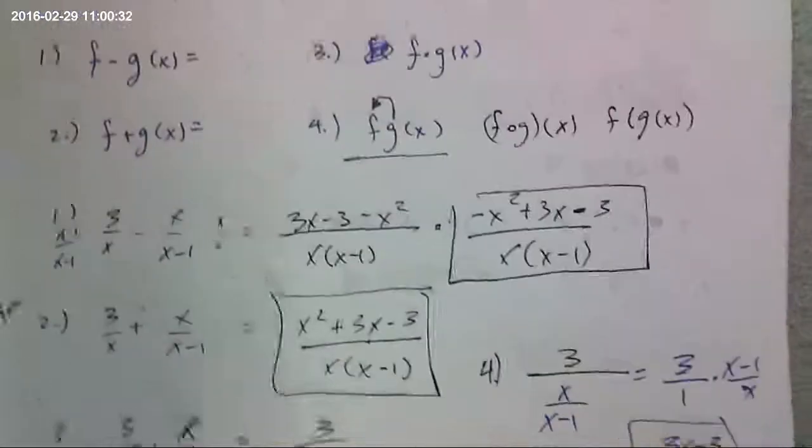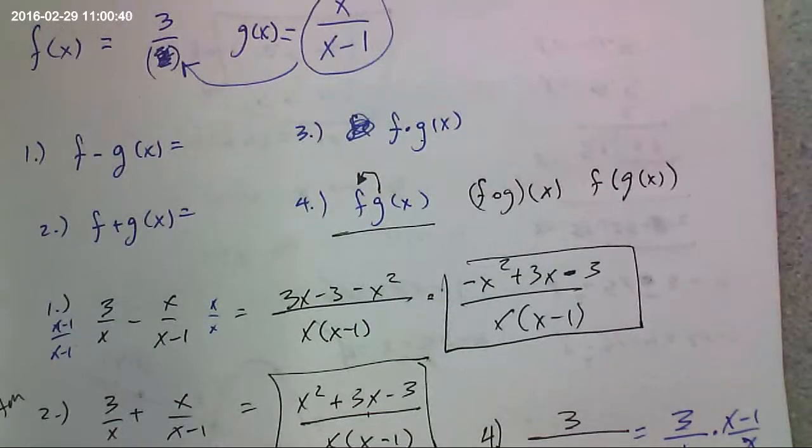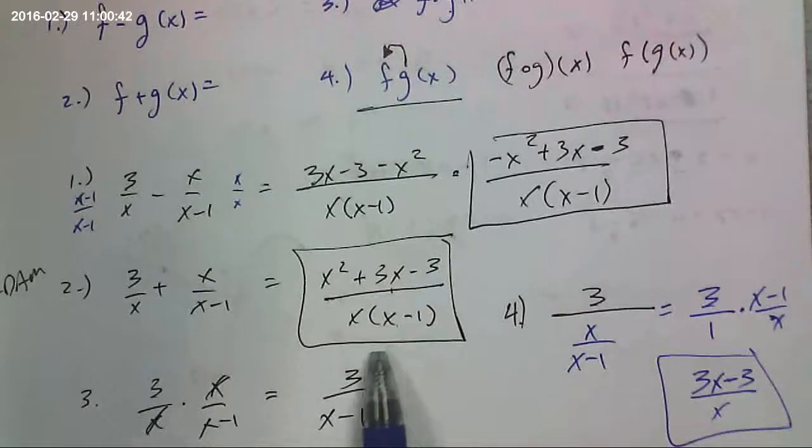It's already done. If it asks you for the domain for this one, x could not be 1. It would be all real numbers except 1. For this one, x could not be 0, or for this one, x could not be 0, or x could not be 1. Same here. Hope this was helpful.